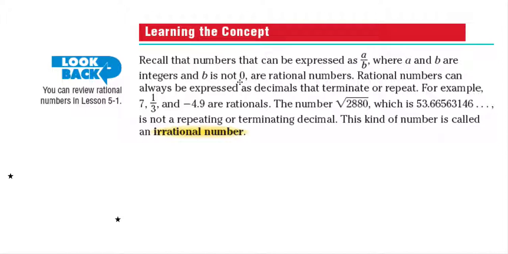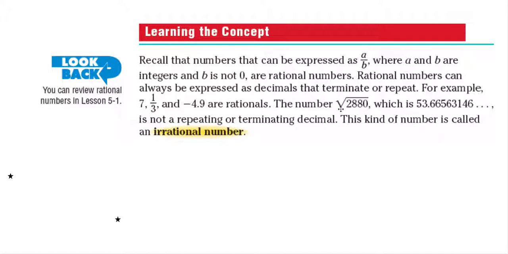Why not equal to 0? Going back to the first commandment in math: thou shalt not divide by 0, which simply means that if you divide by 0, the number will become undefined. Rational numbers can always be expressed as decimals that terminate or repeat. So decimals that terminate or repeat are both rational numbers. For example, 7, 1/3, and negative 4.9 are rational.